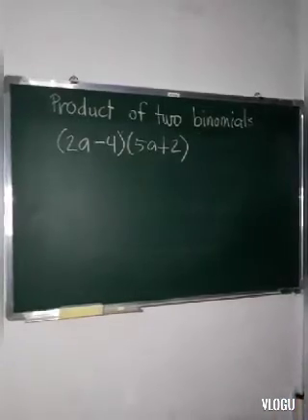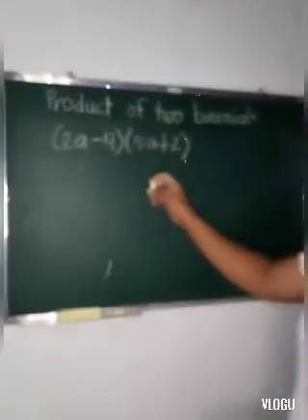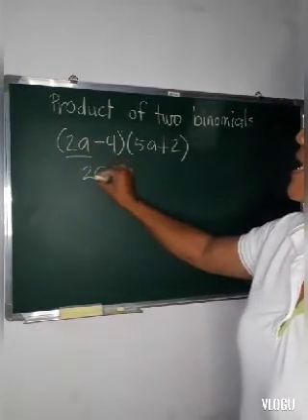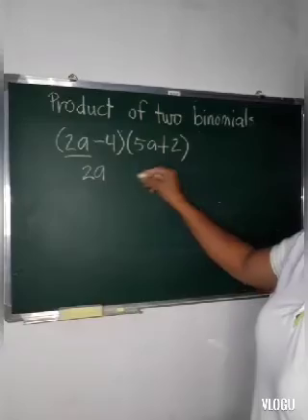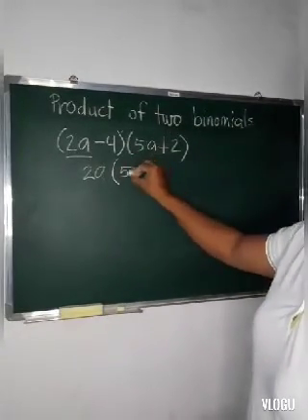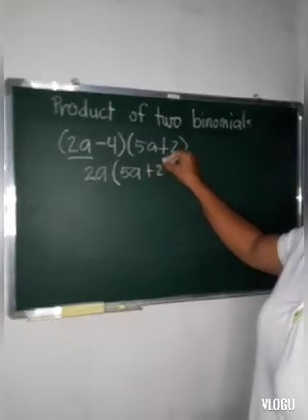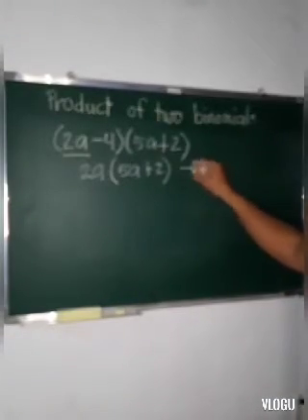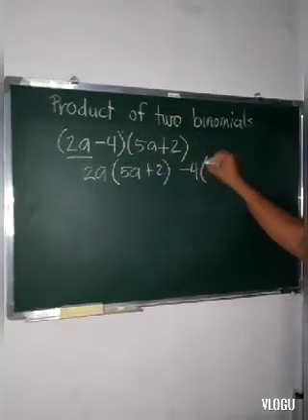Okay, so again, we will use the distributive property, mas madali siya. So, copy the first term here, 2a, and then i-multiply natin sa lahat ng second term, 5a plus 2. Next, copy negative 4 multiplied by this 5a plus 2.